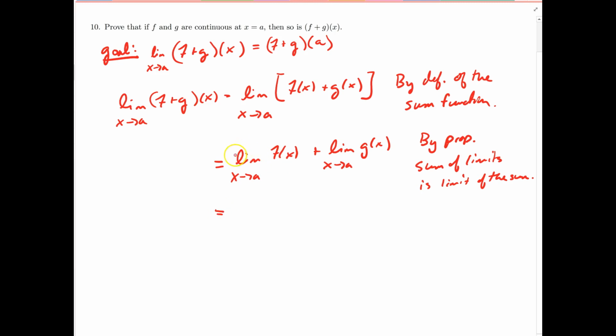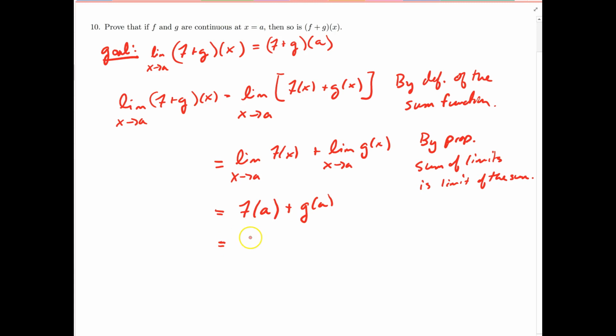Well, what do we know this expression is equivalent to? Well, we assume that f is continuous at x equals a, so we know that this is equal to f of a. How come? Because to be continuous at x equals a says evaluating the limit is the same thing as evaluating the function at that point. Likewise, this is just g of a. Evaluating the limit as x approaches a of this function is the same thing as simply plugging a into the function. Again, that's only because we know that f and g are continuous at x equals a.